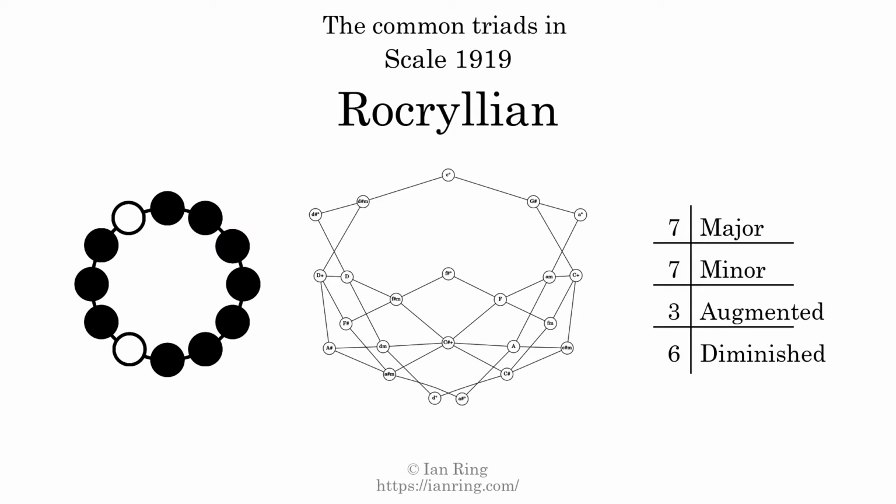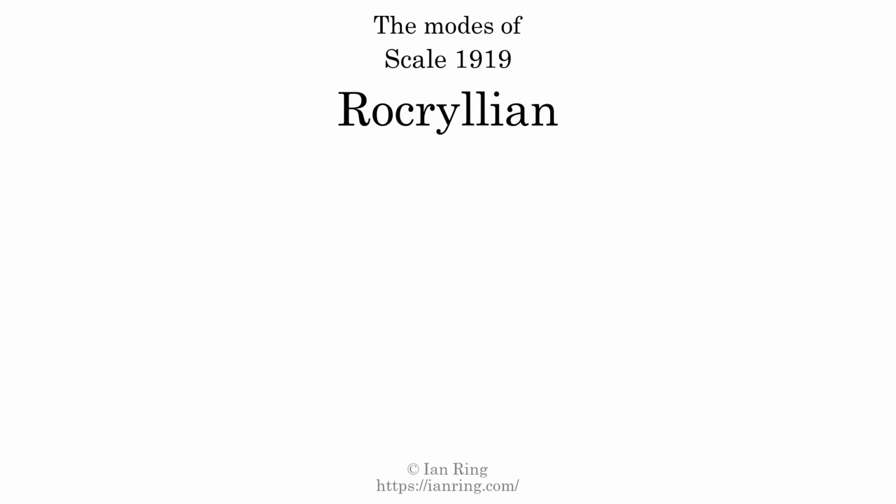Here is a Hamiltonian path of parsimonious voice leading that uses all the triads. This scale has 10 modes. The first mode is itself. The second mode is scale 3007, also known as Rocryllian.